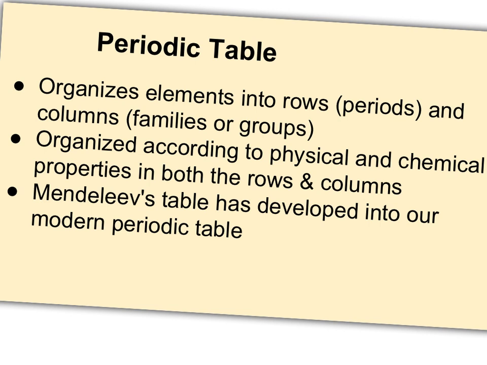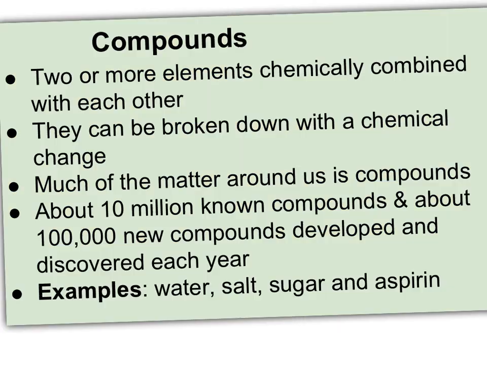There's physical and chemical properties in both the rows and the columns that we'll learn about as we go through chemistry this year. So Mendeleev is the guy credited with coming up with the table, although many people were looking at different ways to organize it. But he is given credit with coming up with the periodic table that has evolved into what we have as our modern periodic table. What's a compound?